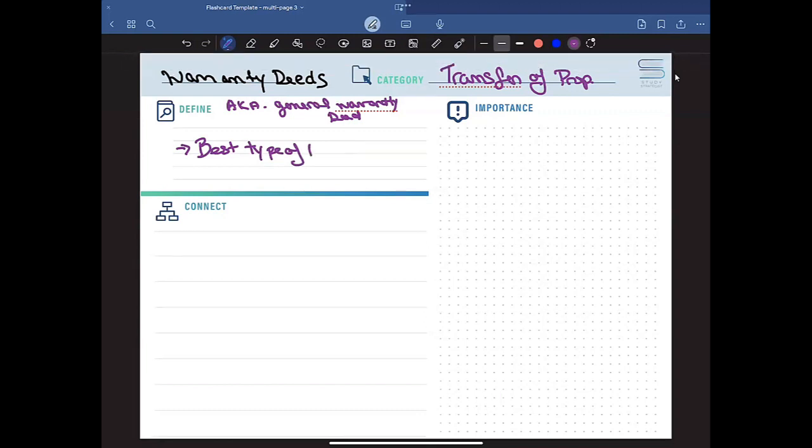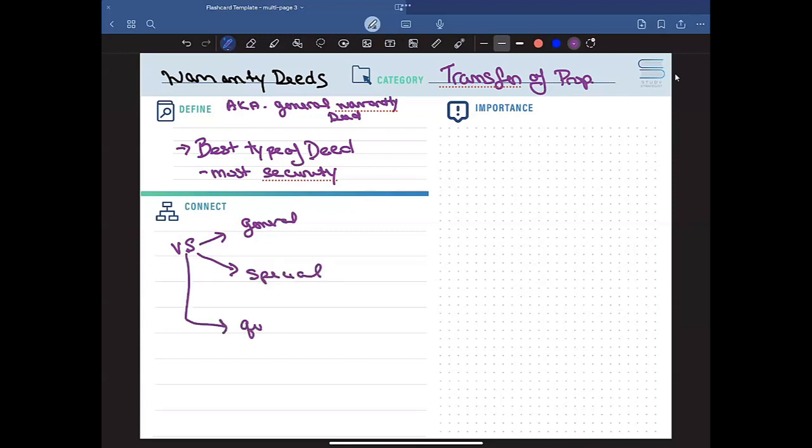So this is the best type of deed. It has the most security on the deed. And the reason we say it's the best is because we have to compare it versus the others. So you have the general versus the special versus the quitclaim. Now, those are the three big ones.